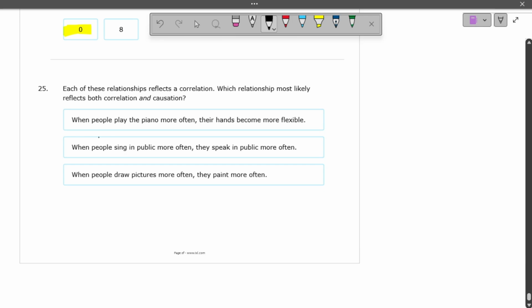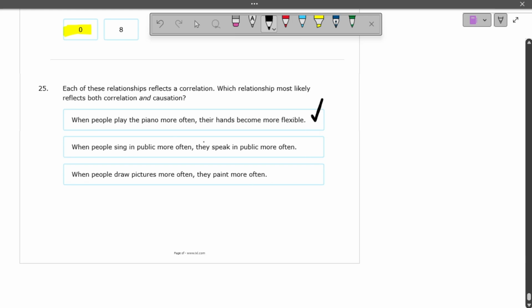So looking at these three, we have when people play the piano more often, their hands become more flexible. Playing the piano requires a lot of hand movements, so over time, your hands should become more flexible. So the two of these are directly related to each other, so there is causation here. That one would be the answer, but let me explain why the other two are not.